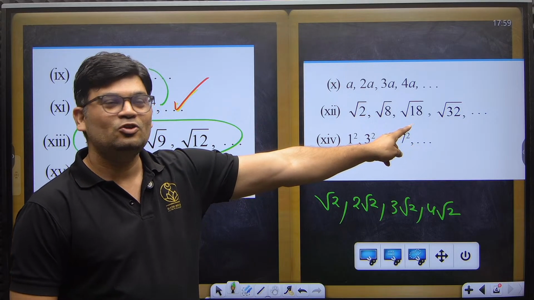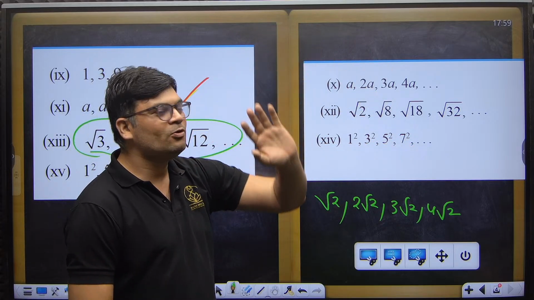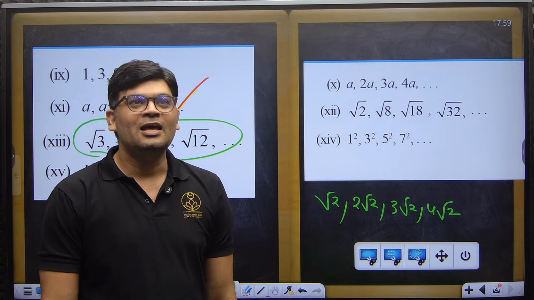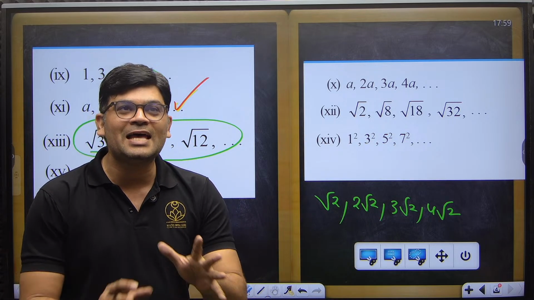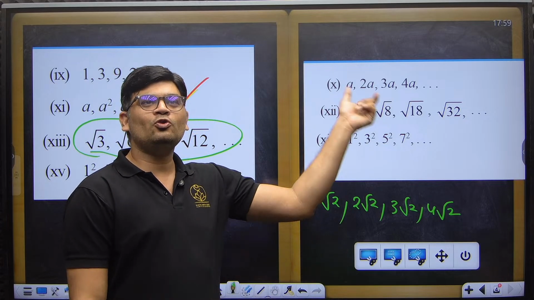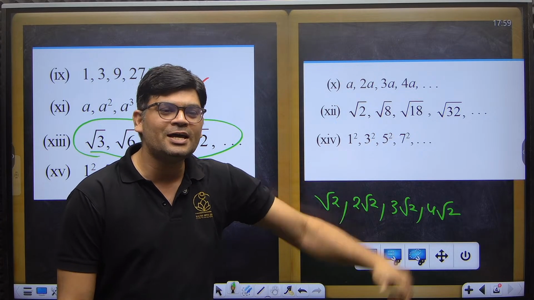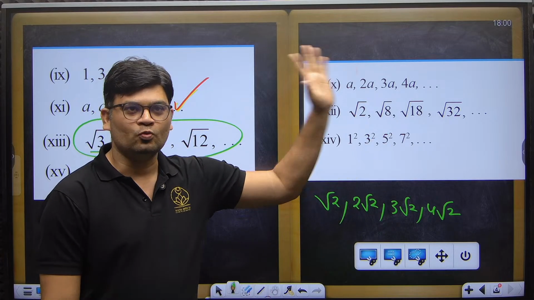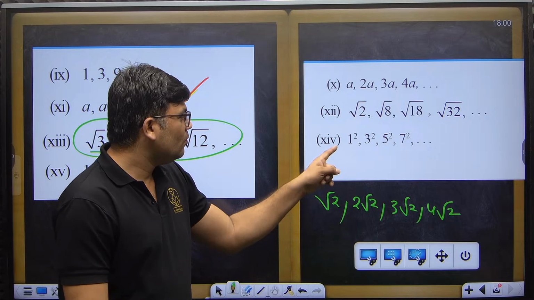All right? You might be thinking, sir, how can I subtract under root 8 minus under root 2? You said irrational numbers cannot be subtracted. I told you, but those are different irrational numbers. They are like terms. They are root 2, 2 root 2, 3 root 2. So what is the common difference here? The common difference is square root of 2. All right? Root 2. What about the next one?